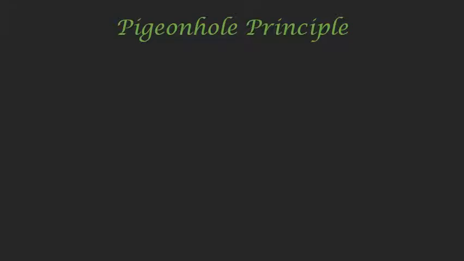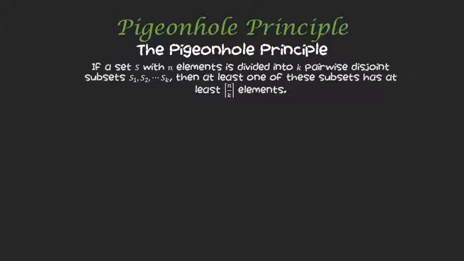All right, let's actually prove the pigeonhole principle. It's a big implication. If a set S with n elements is divided into k pairwise disjoint subsets, then at least one of these subsets has at least ceiling of n over k elements. So what I'd like to do is assume the opposite of this.